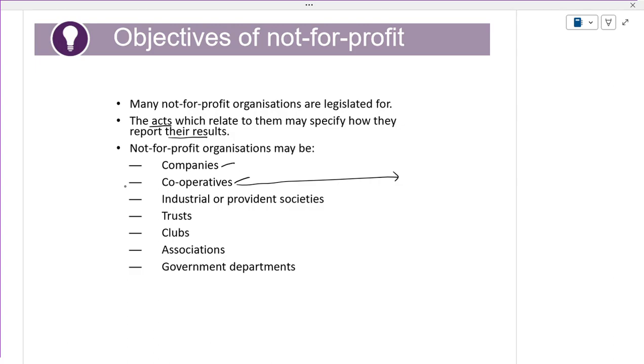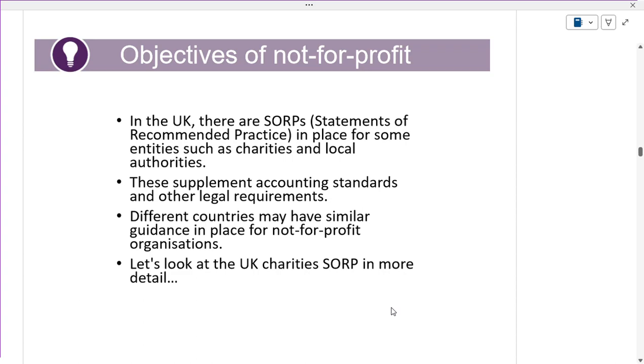You have industrial and provident societies, okay? You have trusts, clubs, associations, and in most of the cases, you are talking about government departments. Government departments are not-for-profit organizations. Coming back to this, in the UK they have SORP, statements of recommended practice, in place. This is not important at all.